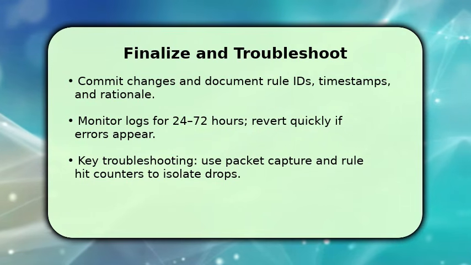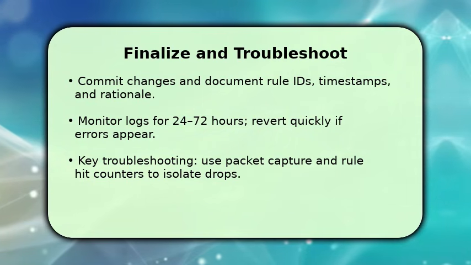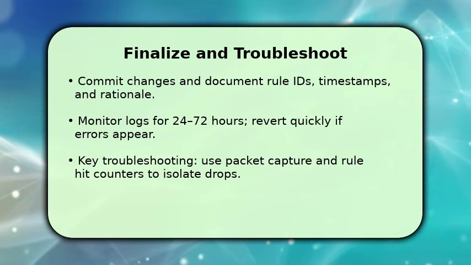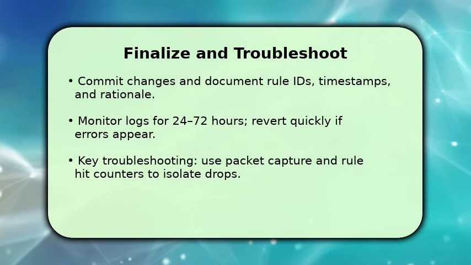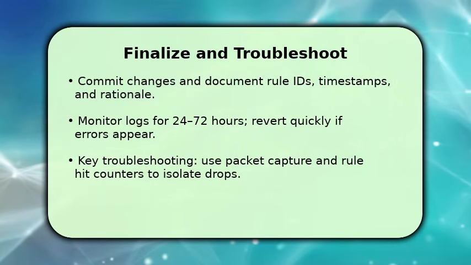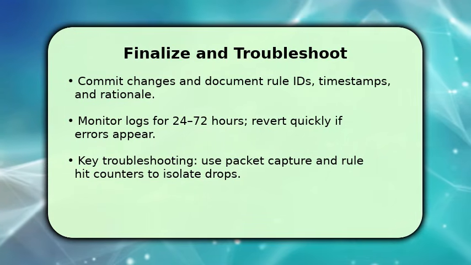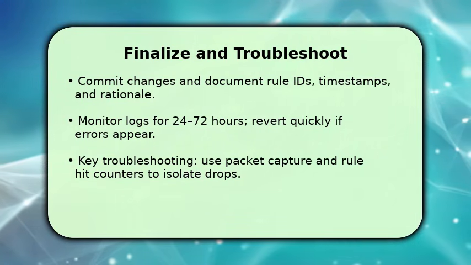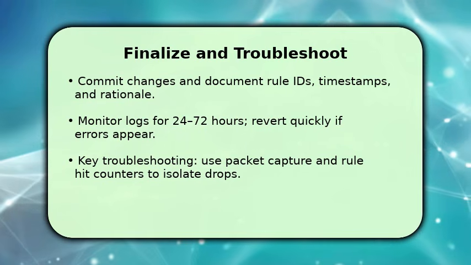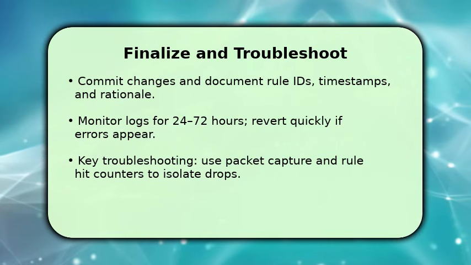Monitor logs and rule hit counters for 24 to 72 hours to ensure no collateral breaks. If a legitimate service still fails, reproduce the failure while capturing packets on both firewall and host to see where traffic stops. Make sure to compare active rules versus intended rules to catch shadowed entries.